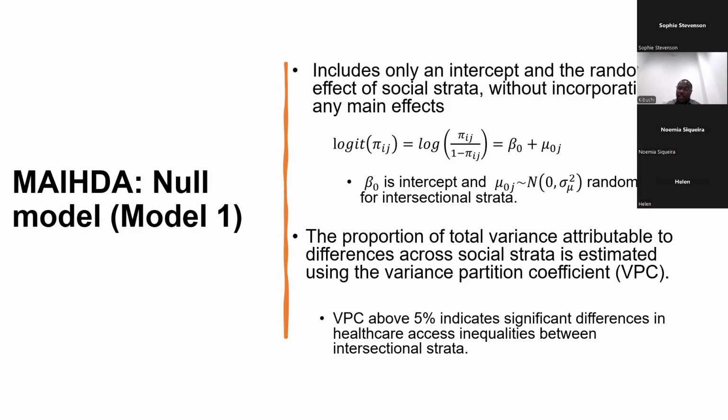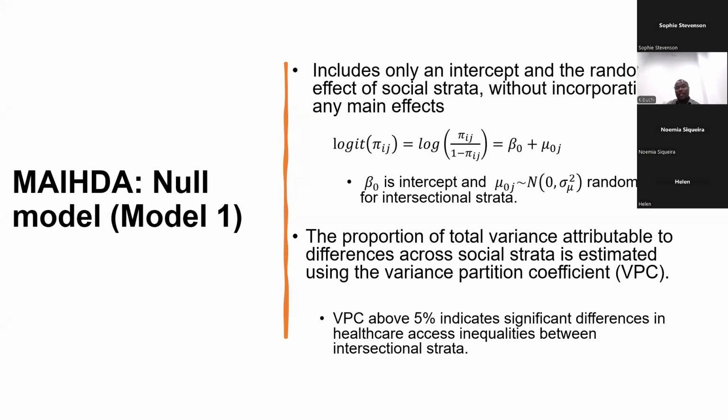Then using this variance, you can calculate the proportion of variance which you can attribute to differences across social strata. And this is usually estimated using the variance partition coefficient, which you can also directly compute in most statistical software. And once you compute this value, if you get a value higher than 5%, it shows that there are significant differences in terms of healthcare access inequalities between the social positions which you consider.